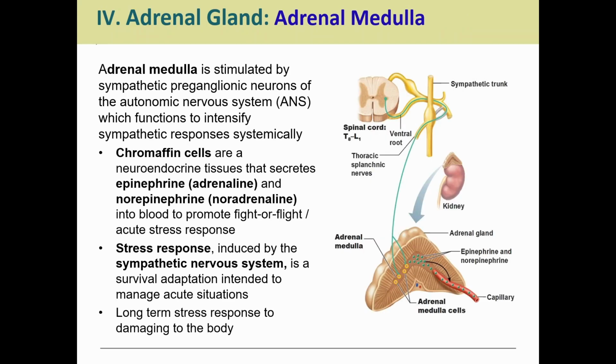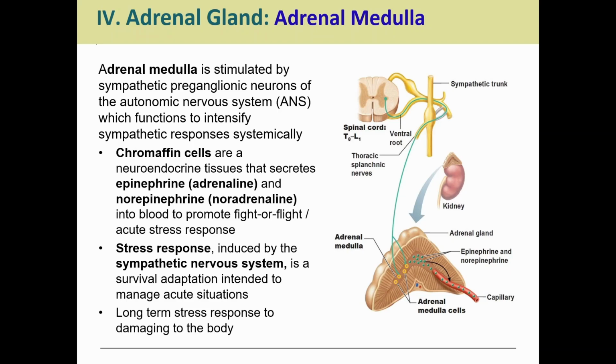Now let's move to the medulla, the middle. This is going to be directly connected to the nervous system, right? So this is going to be stimulated by the sympathetic preganglionic neurons. Those preganglionic neurons make their way from the spinal cord all the way to the adrenal. And this is going to be part of the sympathetic side of your autonomic nervous system. Basically, it's part of your fight or flight response, right?